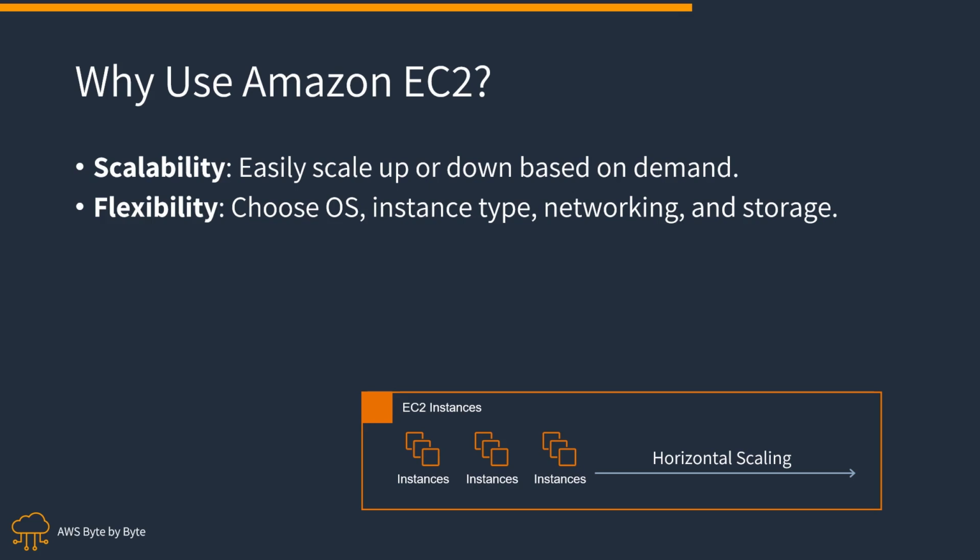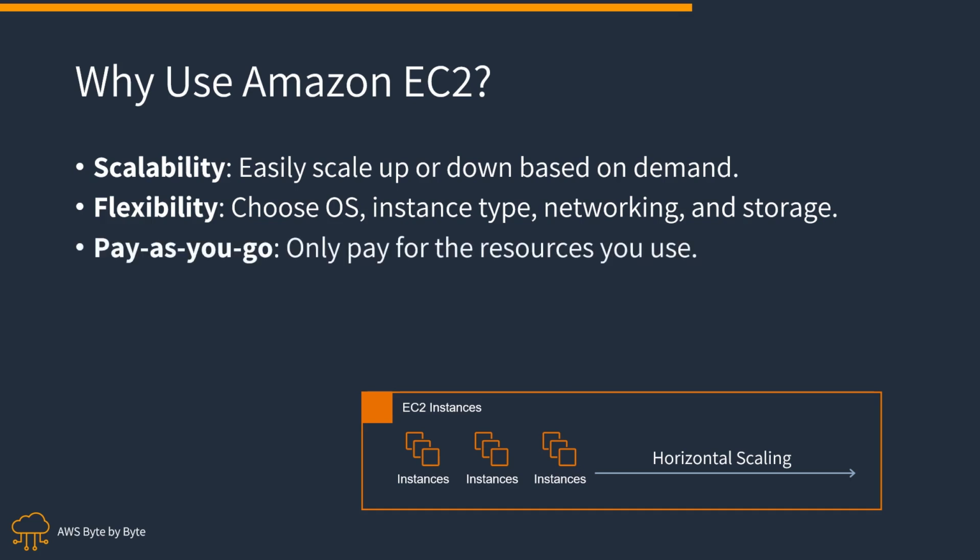EC2 gives you full control over your virtual computers. You can choose which operating system you want, like Linux, Windows, or others. You can also pick the right instance type based on what you need, whether that's more processing power, memory, or storage. EC2 also lets you set up networking, like placing your virtual machines in different locations for better reliability. And you can choose different storage types, like fast SSDs or cheaper hard drives. This flexibility makes EC2 a great option for many different types of applications.